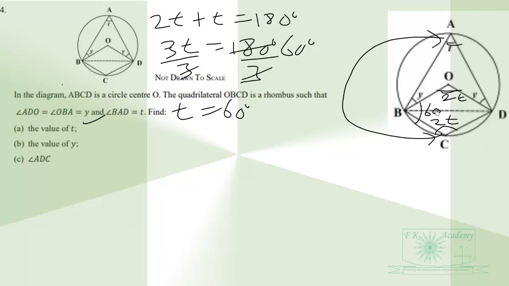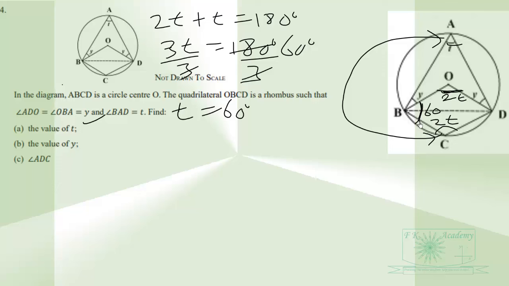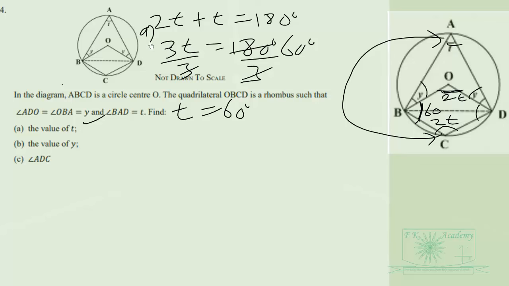Because the adjacent angles of a rhombus will add up to 180, if this is 120, this will be 60. So if this is 60, then we can add this angle here to get 60 plus y. Then this one too is 60, this one is 60 plus y. So this is the A part of the question.